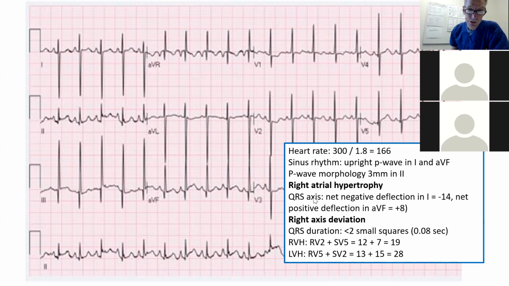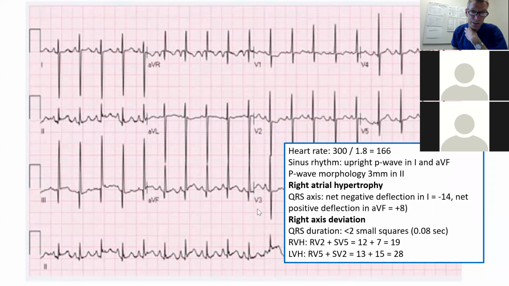If you've got a Tetralogy of Fallot, you might imagine that there would be a right axis deviation, because the right ventricle will be more dominant. It'll be more hypertrophied. And so when we're looking at the axis, remember we said you look at the net deflection in lead 1 and the net deflection in lead AVF. And in lead 1, there's a large negative net deflection, isn't there? So 5, 10, 15, 20 minus 5 or 6. So 20 minus 6 equals 14. The net deflection is minus 14 in lead 1.